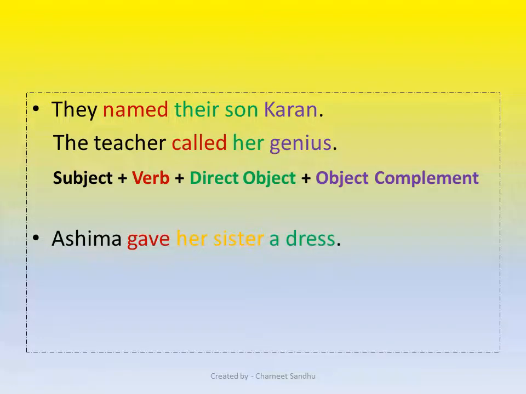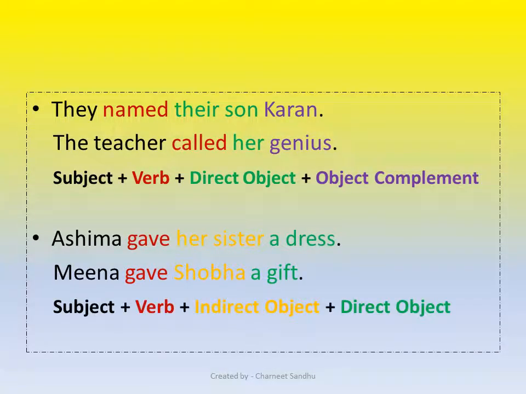Ashima gave her sister a dress. Meena gave Shobha a gift. The structure here is subject plus verb plus indirect object plus direct object.